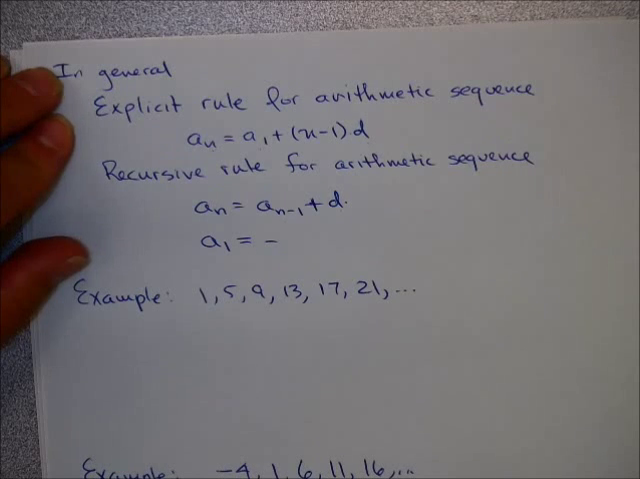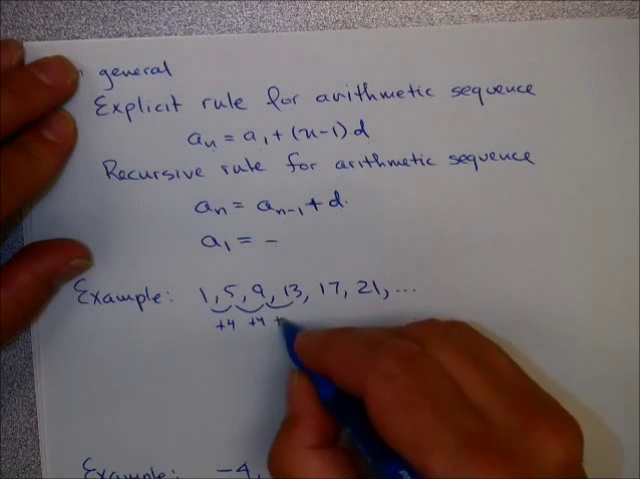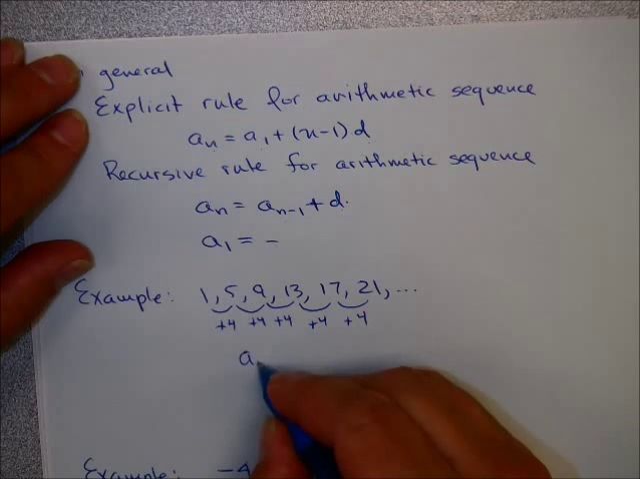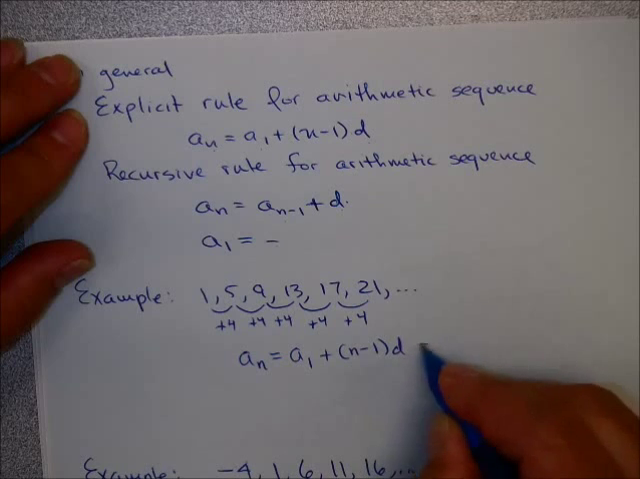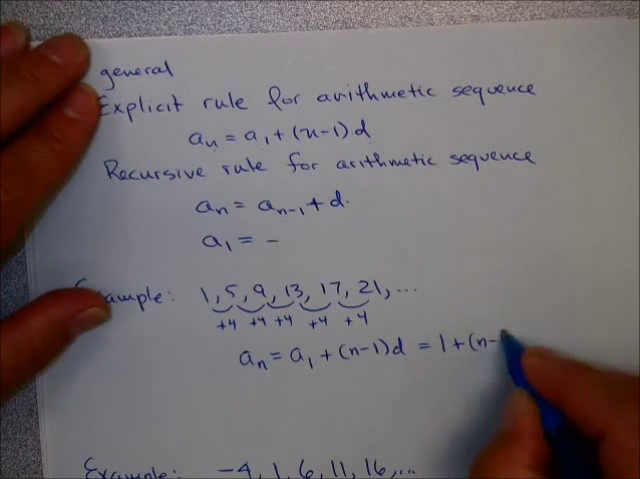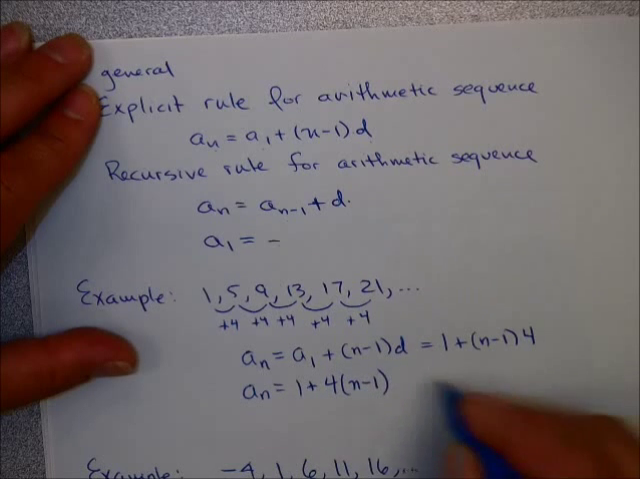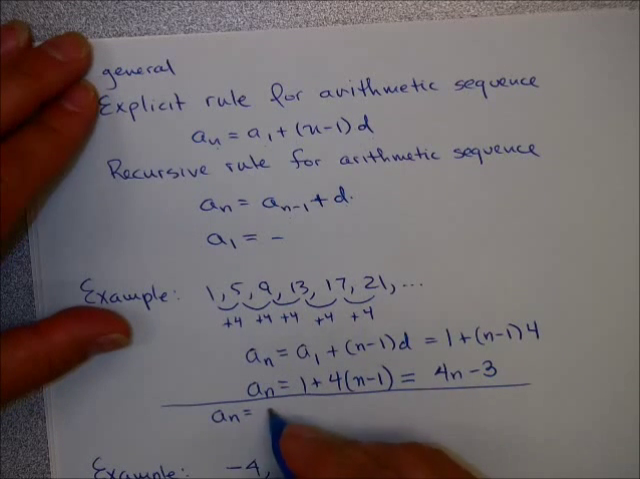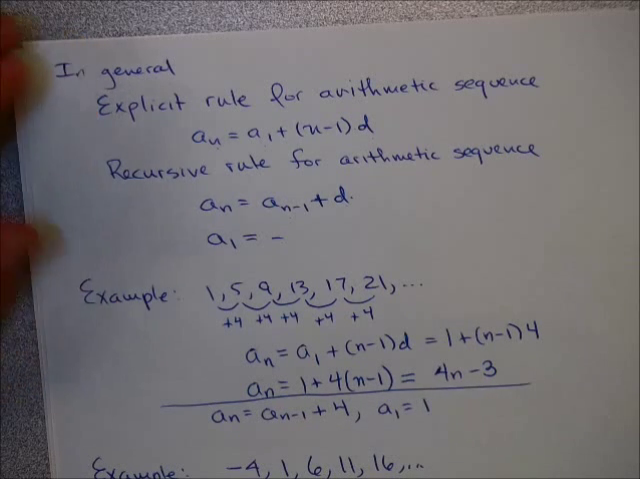Let's look at an example from the previous page. This is arithmetic because you're adding 4 each time. 1 plus 4 is 5, 5 plus 4 is 9, 9 plus 4 is 13, 13 plus 4 is 17, 17 plus 4 is 21. So if I want an explicit formula, I can look at it this way. Now, the first term is 1, and I'm going to put n minus 1 in there, and the common difference in this case is 4. So a sub n equals 1 plus 4 times n minus 1. That's perfectly fine. If you want to clean this up, you'll get 4n minus 3 if you do the arithmetic. For a recursive example, you could say a sub n equals a sub n minus 1 plus that common difference, which in this case is 4, and you have to list the first term as being 1.